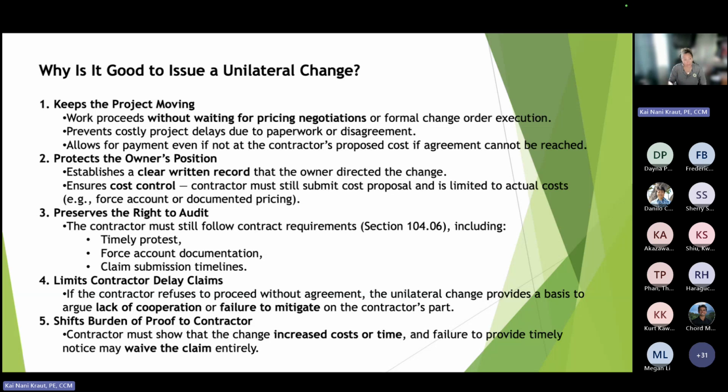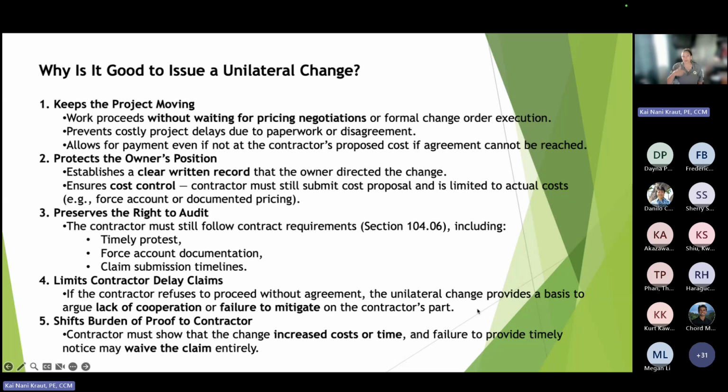Do a unilateral, audit the project files and figure out exactly what the costs were. I've never done that with DOT. I know we've done it. I did it a little bit at Kaha, but never an official audit. But that is recourse that we would have. It limits the contractor delay claims. If the contractor refuses to proceed without agreement, the unilateral change provides a basis to argue lack of cooperation or failure to mitigate on the contractor's part.